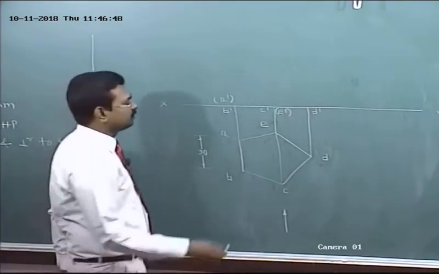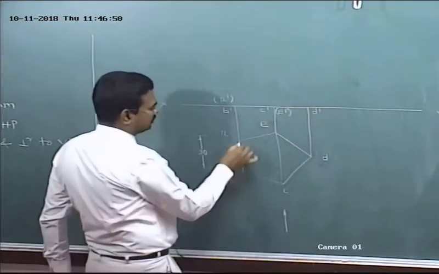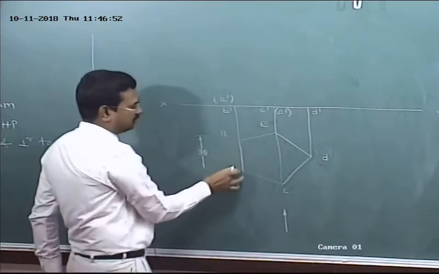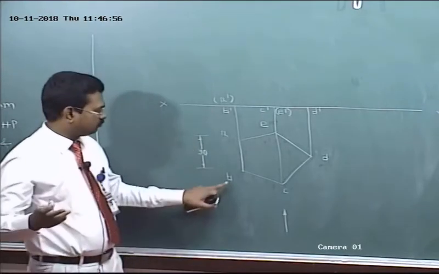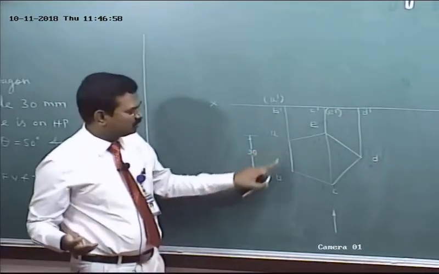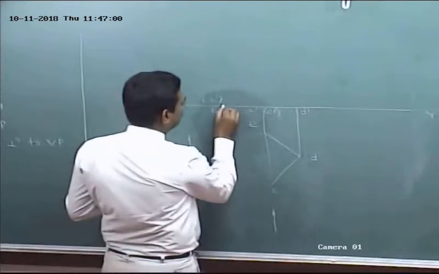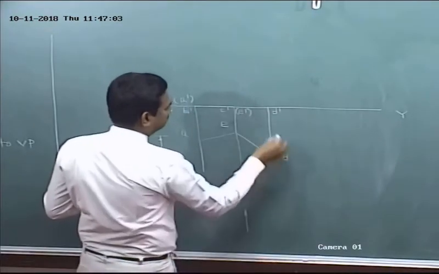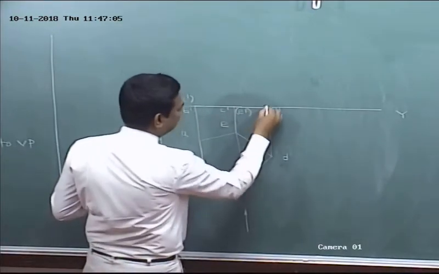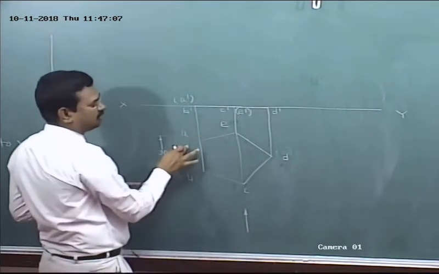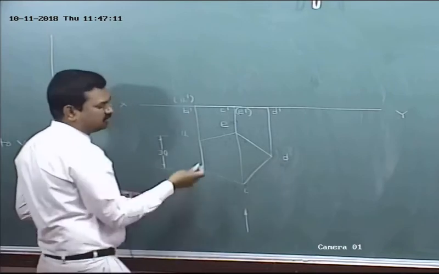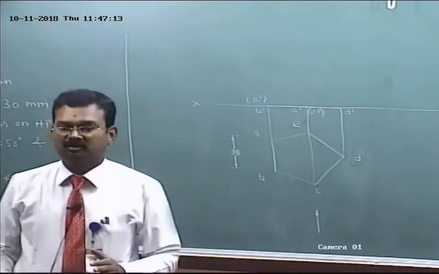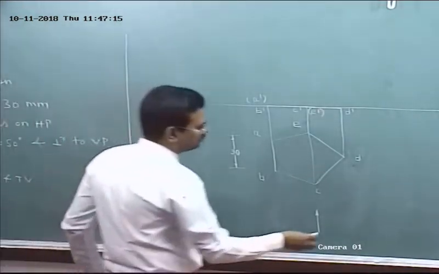After obtaining all the points, you have to join the points in sequence. AB, the side AB is a straight line. In the front view, one end is visible, the other end is invisible. Next, BC, it's a straight line. CD, straight line. What about DE, EA? So DE, EA lie on the visible side. As per the rule, the invisible side should be shown using short dashes.